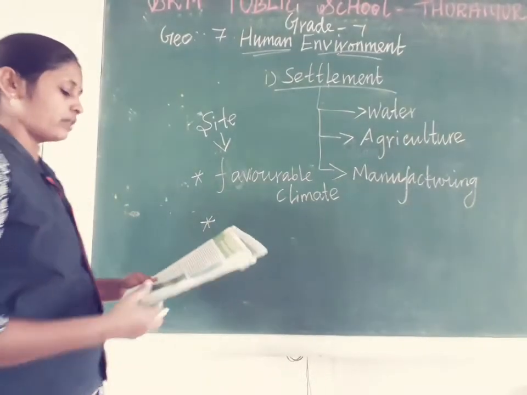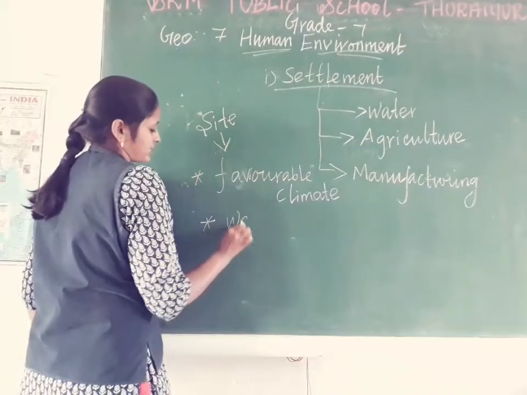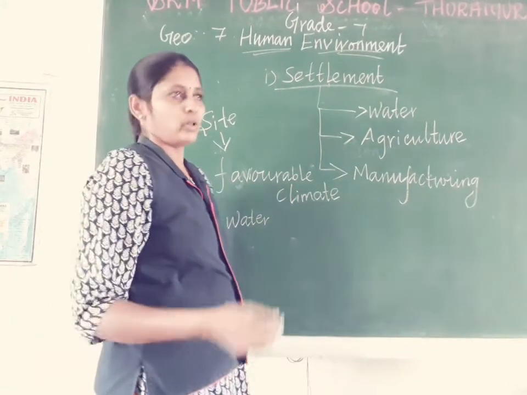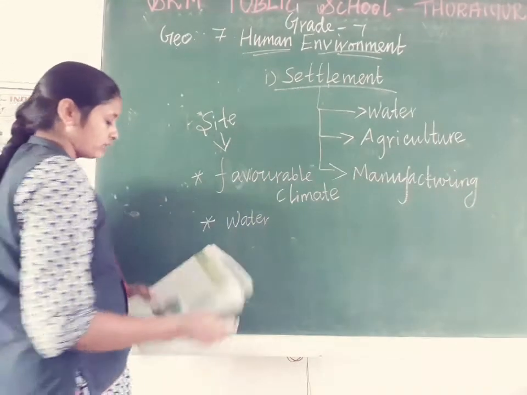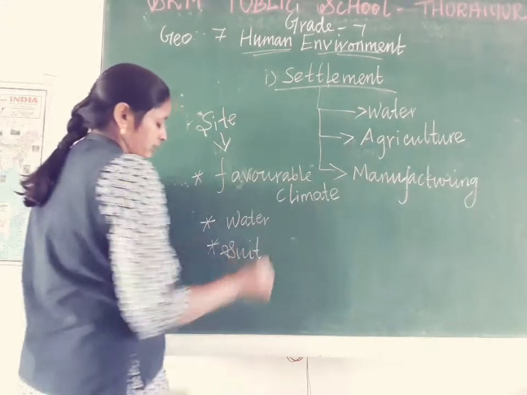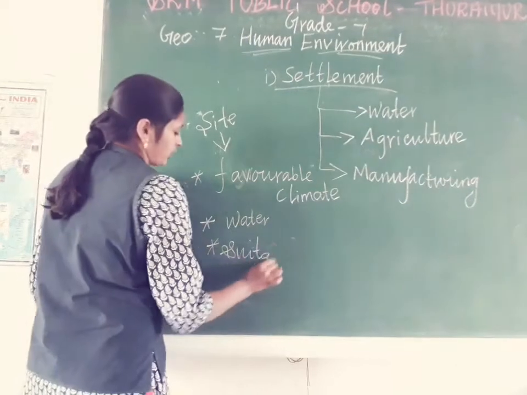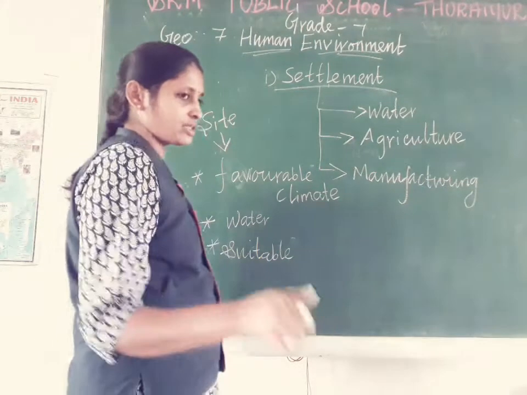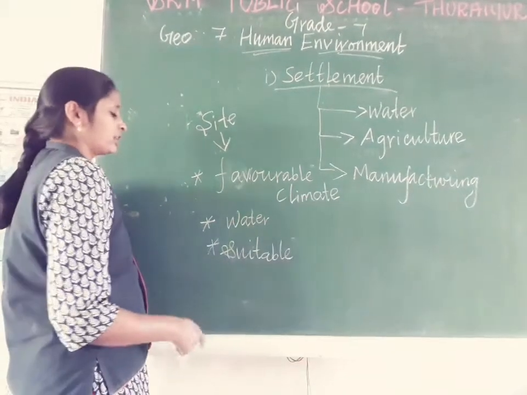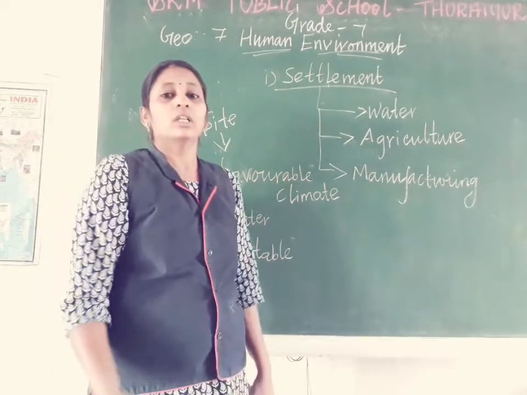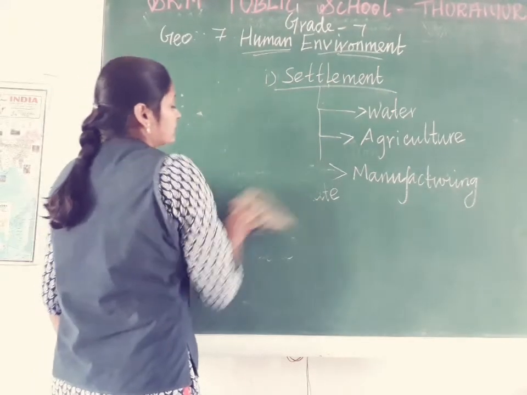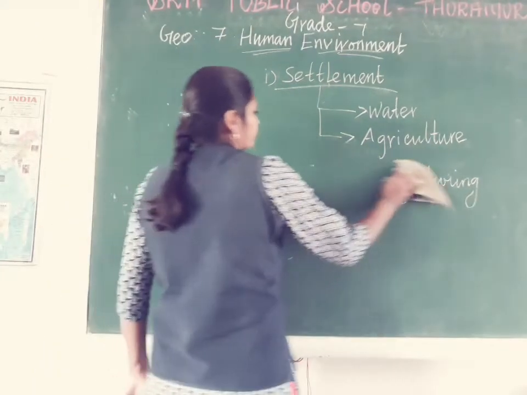Next is, of course, as I said before, water. That site should have water availability, so that we are able to use the water for our purpose. Then the third one is the land should be suitable. What does suitable land mean? The soil, the good soil. When the soil is good, only then will we be able to construct the house also. Next is fertile soil. Suppose we plan to do agricultural activity in that place, the soil should be fertile. These are the main things we consider when we select a place for our site.